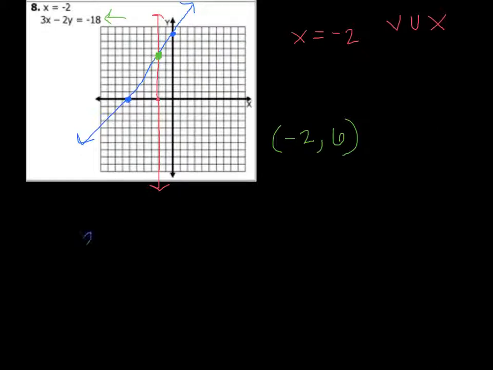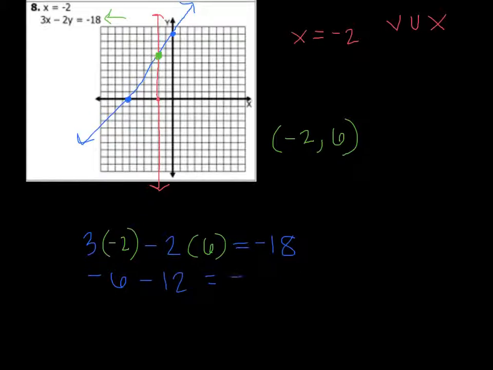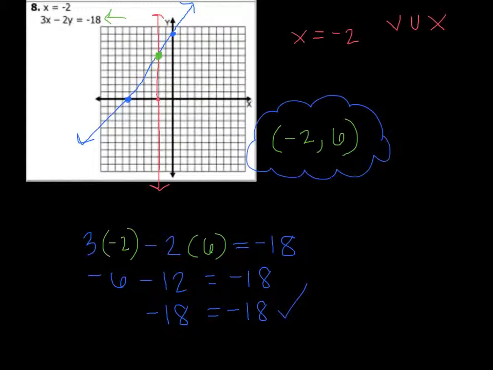So if I have 3 times negative 2 minus 2 times 6, is that going to equal negative 18? Because that's what my equation says it should equal. So 3 times negative 2 is negative 6. Negative 2 times 6 is negative 12. And negative 6 minus 12 is equal to negative 18. So I see that this ordered pair does work in my equation.